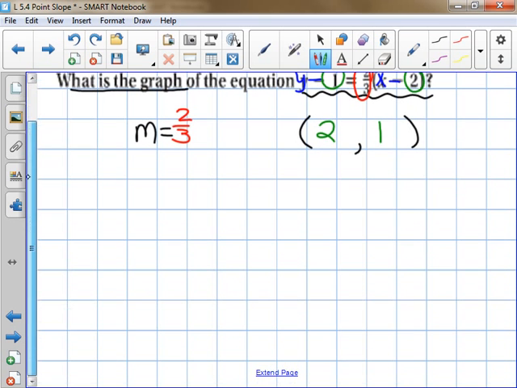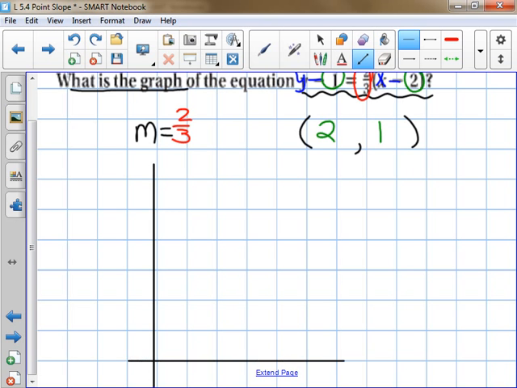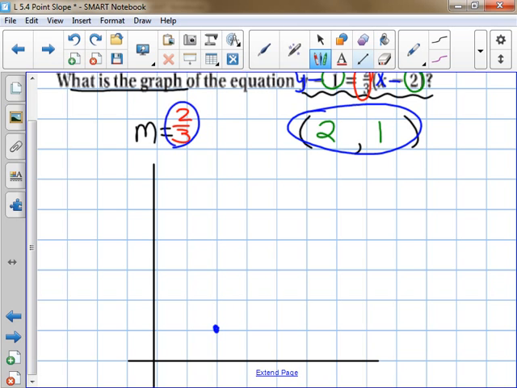So, to make a graph, you just make yourself a coordinate plane. You start the graph with a point. So I'm going to plot the point 2, 1. From this point, 2, 1, my line has a slope of 2/3. That means up 2 and over 3. So from this point 2, 1, I'm going to climb up 2 and over 3.